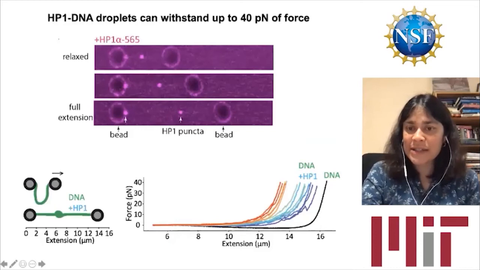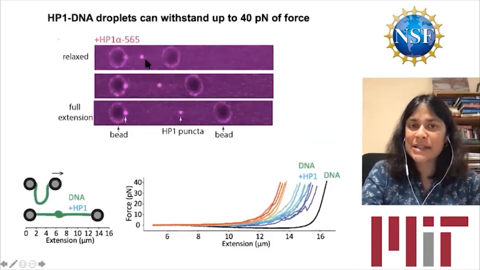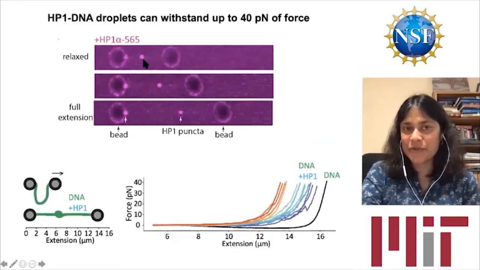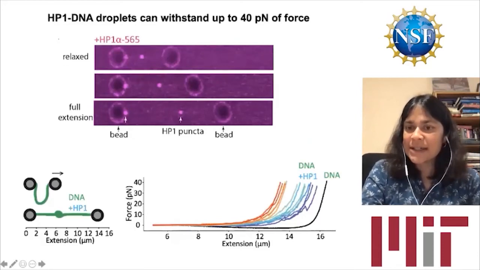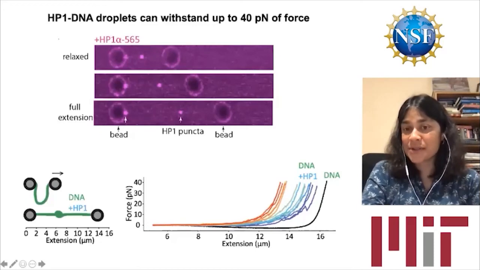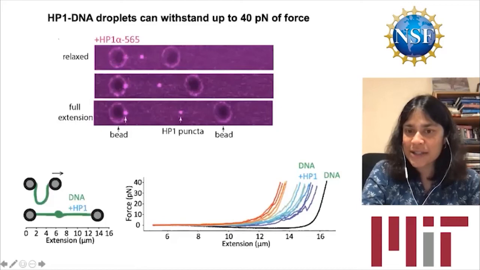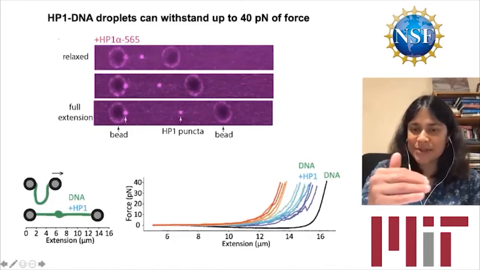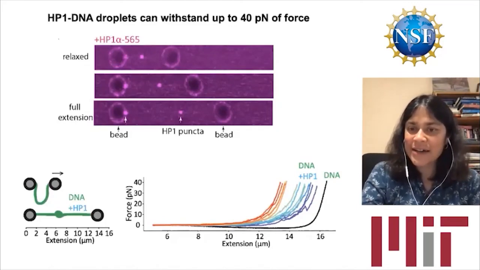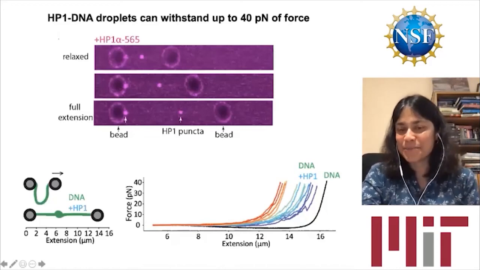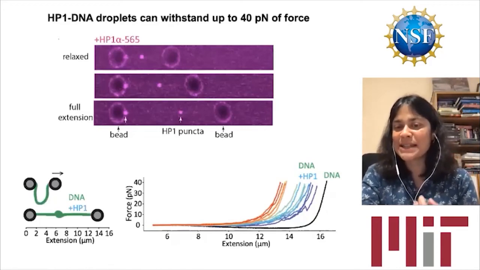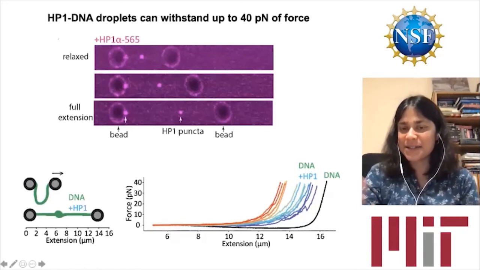But what you see here is what happens when you now have part of the DNA trapped in this HP1 phase. As you pull, you still have a large amount of DNA trapped inside the droplet, even at 40 piconewtons of force. The droplet does not fall apart. And with each successive pull, going from left to right, it gets harder and harder to pull the DNA. It's almost as though something is getting tightened inside the more often you pull.